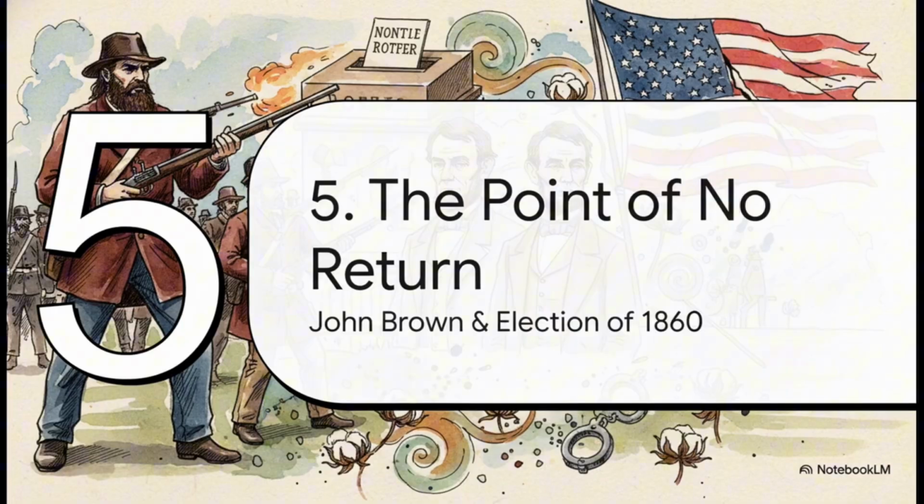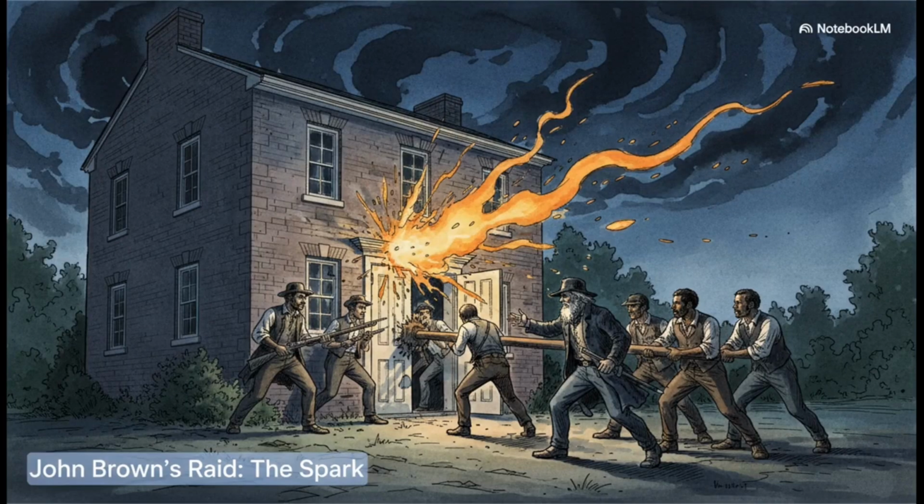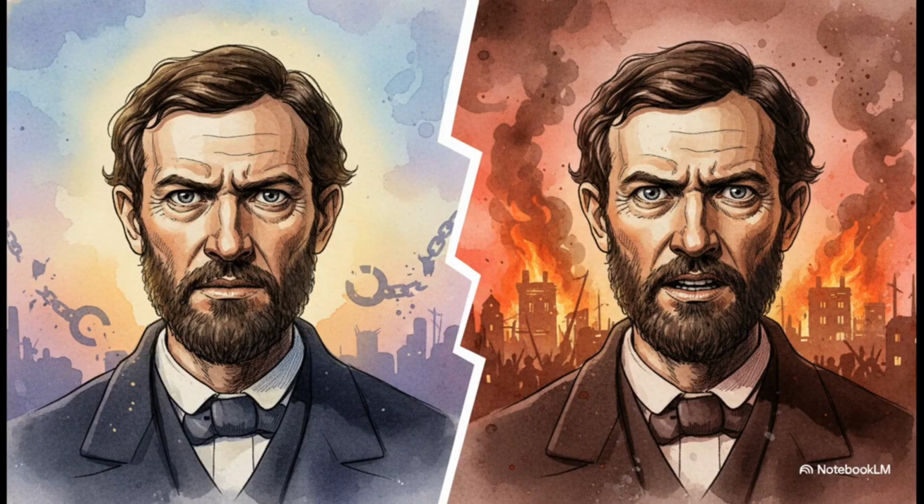nation over the edge. In October 1859, John Brown, the same guy from Bleeding Kansas, was back. He led a small group of men to raid the federal weapons arsenal at Harper's Ferry, Virginia. His plan was to grab all the guns, hand them out to enslaved people in the area, and kick off a massive rebellion that would finally end slavery for good. The raid failed. Brown was captured, and he was hanged for treason.